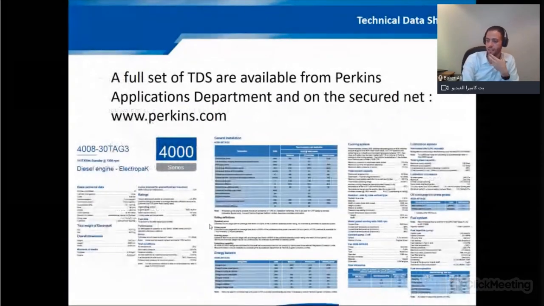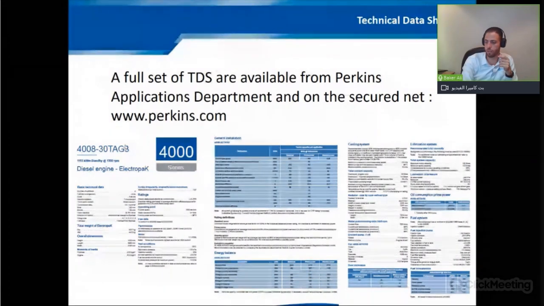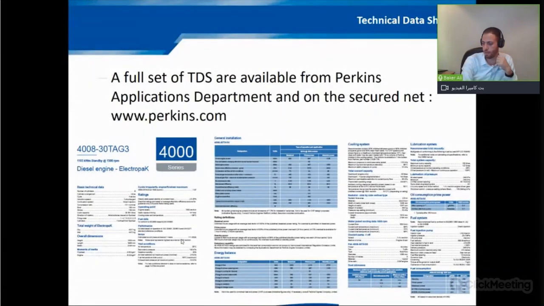This is the technical data sheet for engines. You can get this from Perkins' website. Just put in your engine model and you can get the data sheet. This data sheet includes all the technical data, back pressure, fuel consumption, airflow, and all the required data.